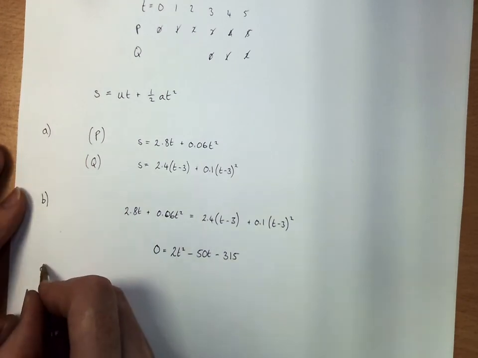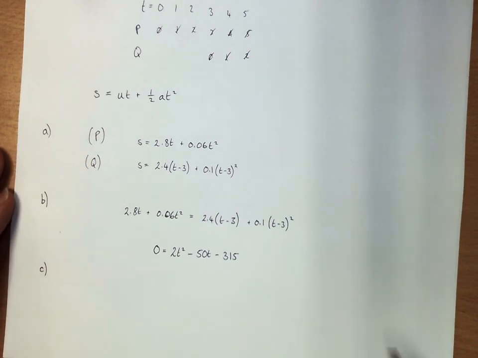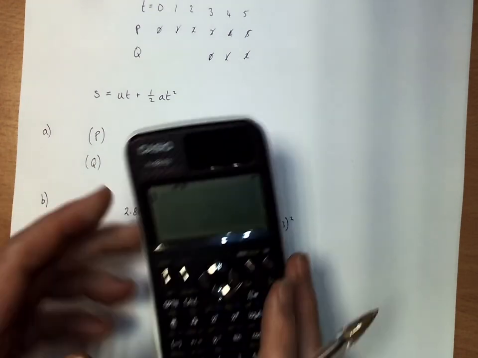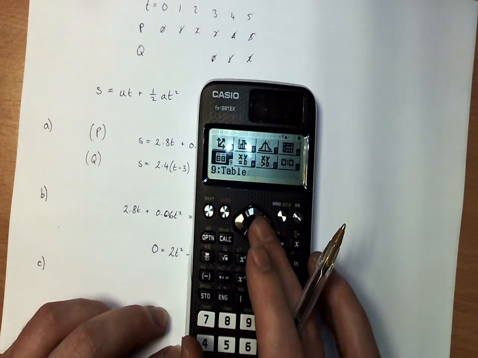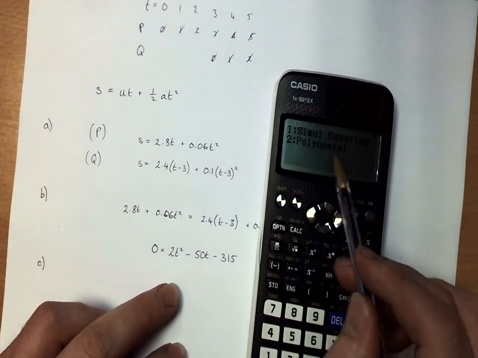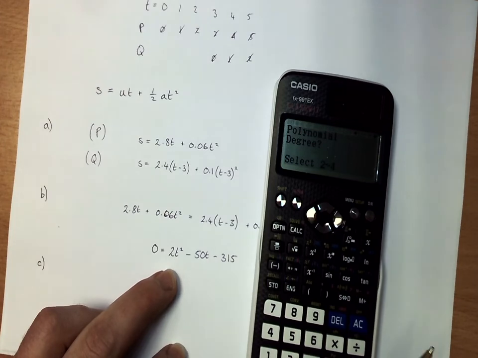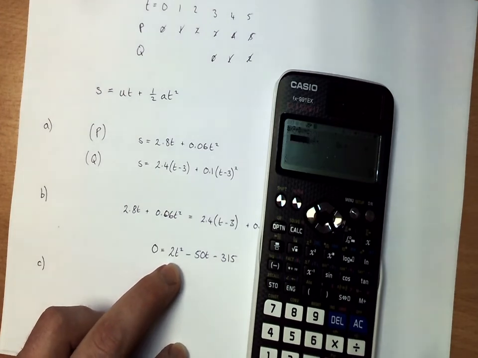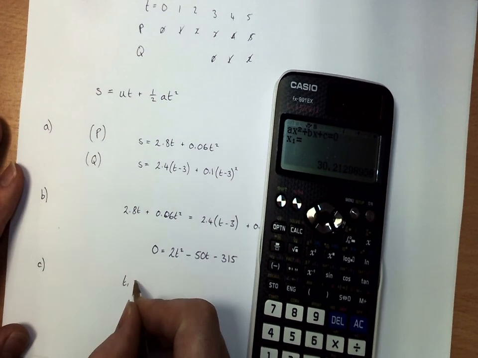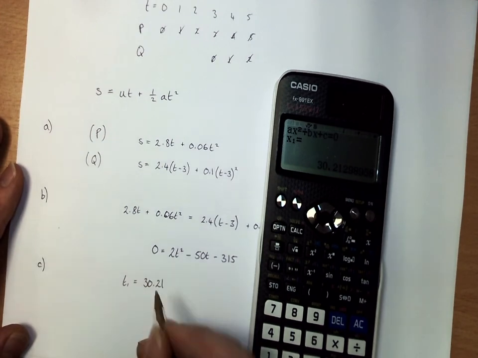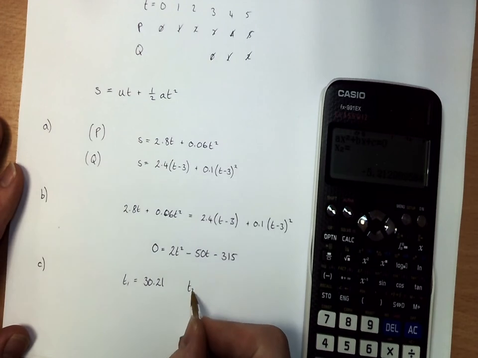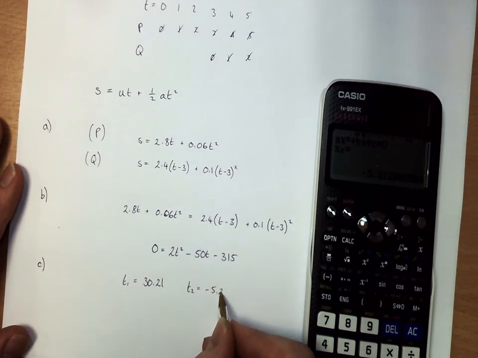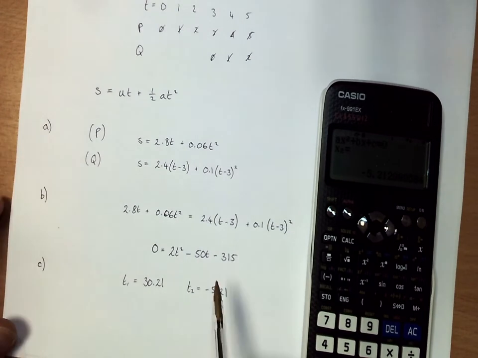In part C, we're asked to find the distance from A when they meet. So what we're going to do is we're going to use the quadratic formula. So hopefully you have a calculator that has the formula solved on it. And we have a polynomial equation, and it's degree 2, the biggest power is 2. So A is 2, B is minus 50, C is minus 315. And that gives me t1 equals 30.21, t2 equals minus 5.21. So this is the time when the two particles will meet.